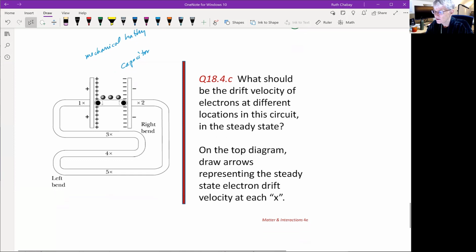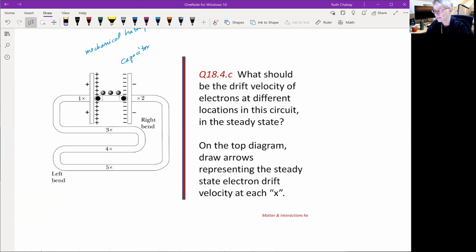And so let's just think about what has to be true in this circuit in the steady state. I want you to think for a minute, maybe make a sketch on your own paper. We know the drift speed of an electron in the steady state has to be the drift velocity of an electron at all these locations marked X. So steady state, remember what that means: current constant throughout, value of current not changing. I'm just going to give you a moment to draw that, to think about that.